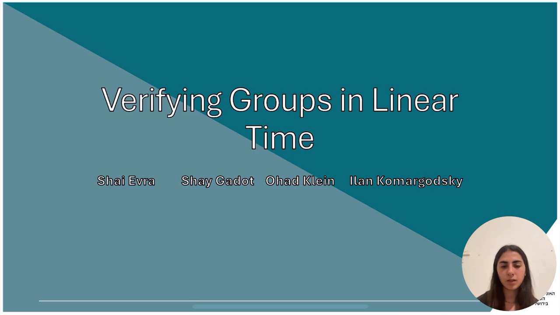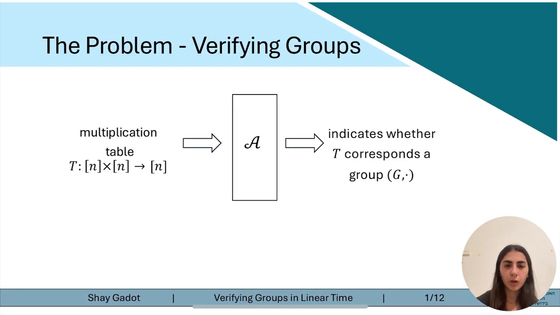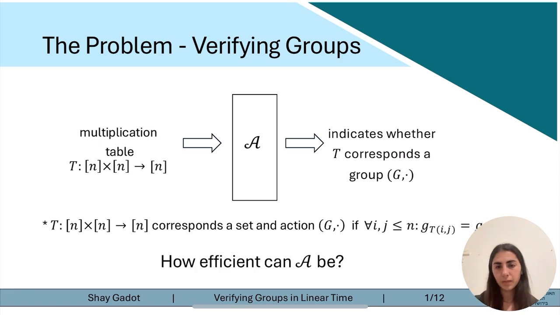So what is exactly the problem? The problem we approach in our research is constructing an algorithm A, which gets a multiplication table T, which is a table where the element in the Tij spot is the multiplication of the Gi element in Gj, and returns an indication whether T corresponds to a group G with some action over it. Okay, so the natural question now is how efficient can A be?